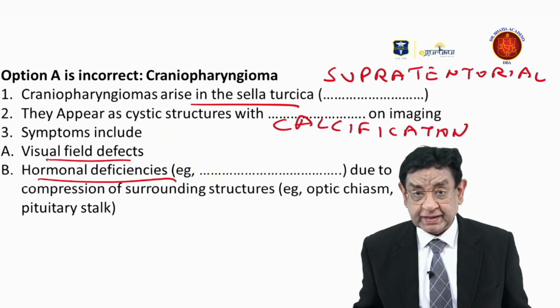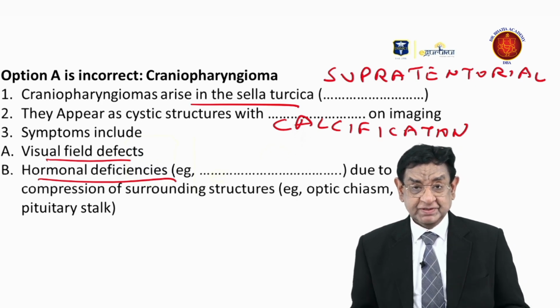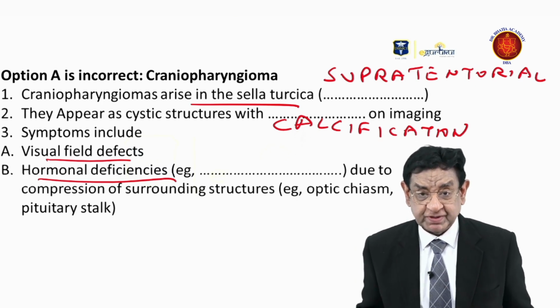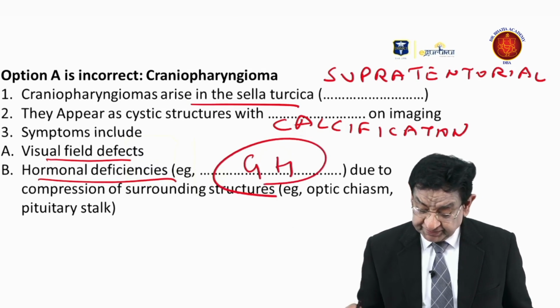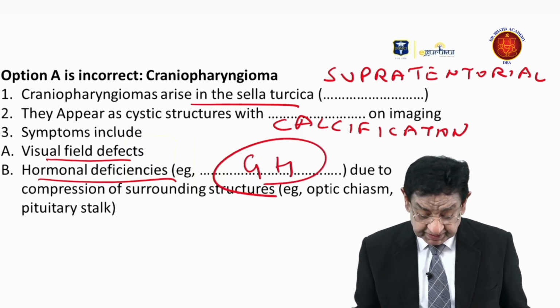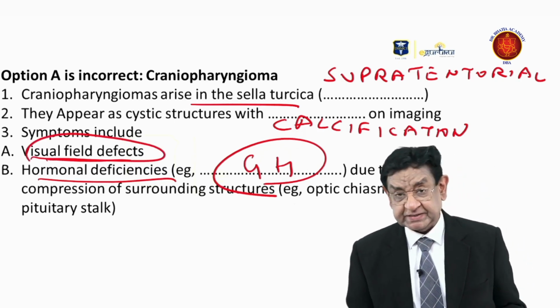Which hormone can be deficient in this type of patient? Quickly write down, stop the video. The answer is growth hormone deficiency can occur. Okay. Well, visual field defect we are getting in this patient.